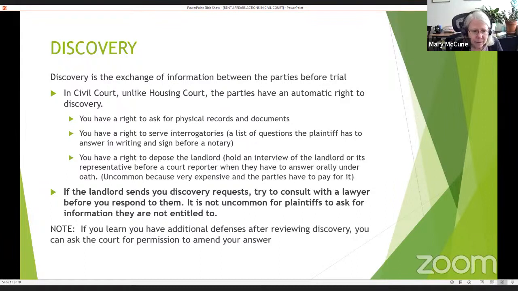But the landlord also has the right to ask you for the same things. So if you get discovery requests from a landlord, it is often a really good idea, if you are able to, to consult with an attorney before you respond to them. There are limits on what people can ask for, and it's really common for plaintiffs to go above and beyond what they're legally entitled to ask for. One thing that can happen after discovery is you can maybe find out that you have defenses you didn't know about. So you can always, like I said, ask the court for permission to amend your answer, which just means adding more defenses or claims.